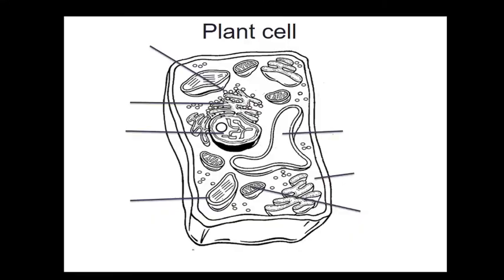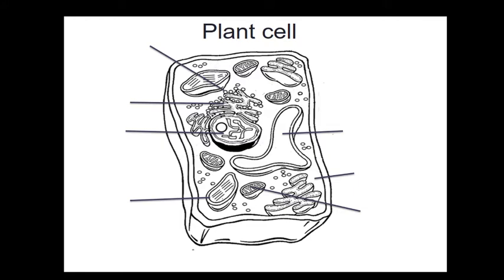Right, let's have a look at the work that we are going to be doing today. I want you to turn to page 36 and page 37 in your workbook. On page 36, you will see a diagram and a slightly different diagram on page 37. I want you to give both of these diagrams a heading. So the one on page 36 is a plant cell, and the one on page 37 is an animal cell.